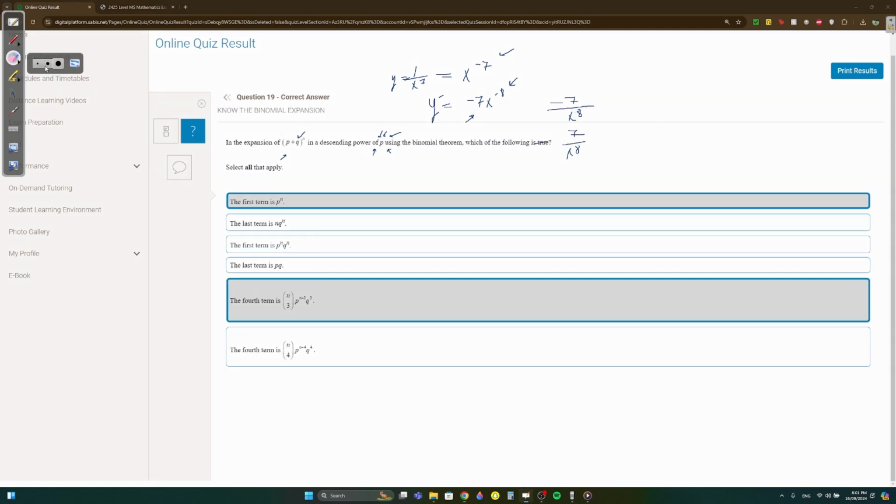Question 19. In descending power using the binomial theorem, what is true? Certainly the first term is p to the power of n, right? Is the last term this? No, the last term is supposed to be q to the power of n. The first term is p^n q^n? No. The last term is pq? No. The fourth term is when k equals 3. Certainly yes. The fourth term is when k equals 4? No.